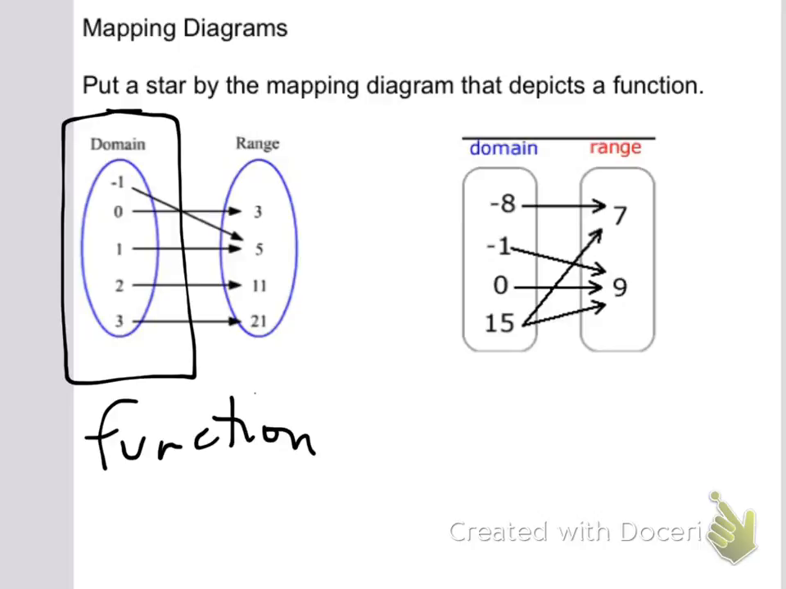Now if I look at the other one, -8 has a partner. -1 has a partner. 0 has a partner. 15 has two partners. See that right there? 15 has two partners. So that means this is not a function.